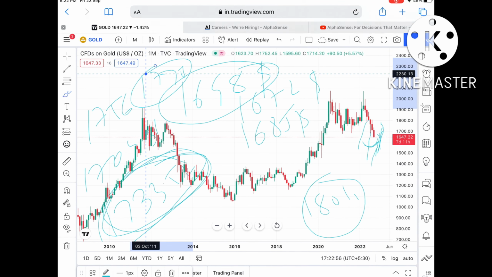Okay, so only if the gold price moves above a level of 1834, then only we can see it can go further upside. Otherwise, as of now, if it goes above a level of 1681 upside, then only we can see a trend towards upside will start. Otherwise, it can continue downside. So you have to be careful when you trade.